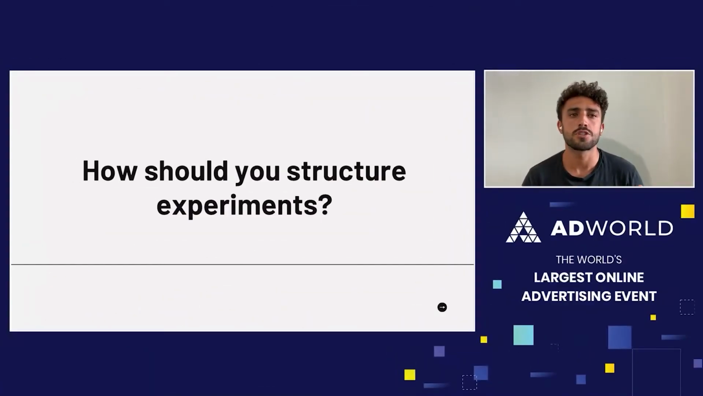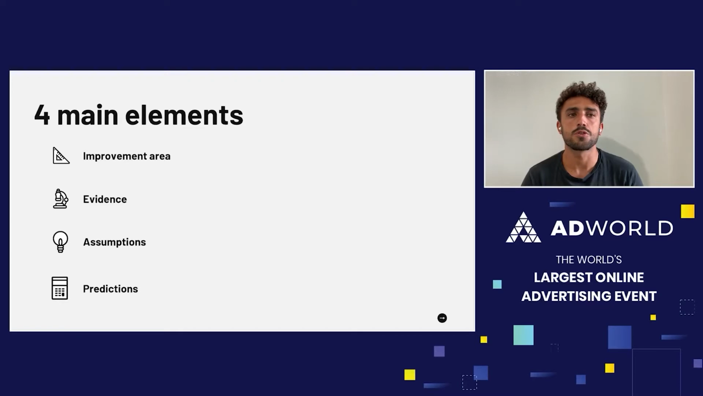In terms of experiment structure, there are 4 elements that you need to have in your experiment whenever setting up. The first one is improvement area. The second one is evidence. The third one is assumptions, and the fourth one is prediction. So we'll go through each one of these, and we'll give real life examples of how you should structure these experiments and how we've structured them in the past.